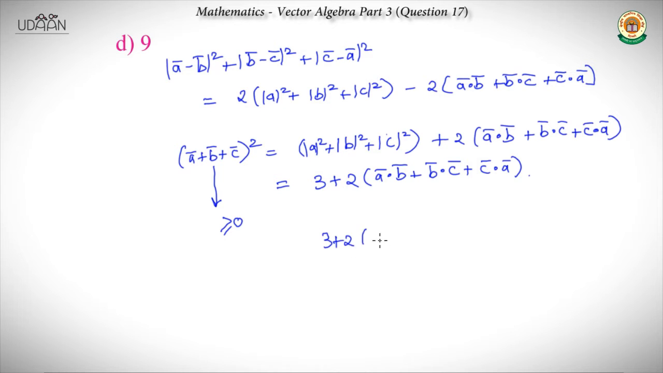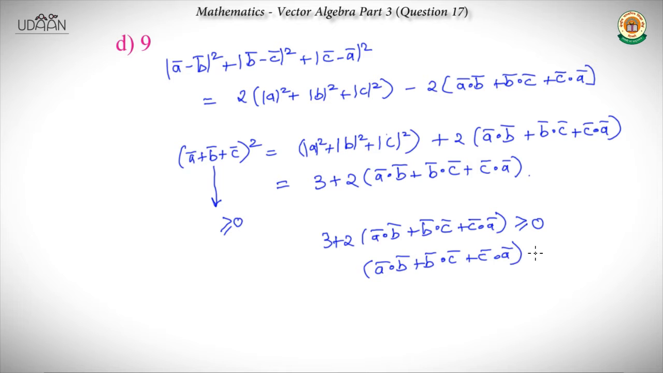3 plus 2 times a bar dot b bar plus b bar dot c bar plus c bar dot a bar is always greater than or equal to 0, which implies that a bar dot b bar plus b bar dot c bar plus c bar dot a bar is always greater than or equal to minus 3 by 2. Now let this inequality be named as equation 1.